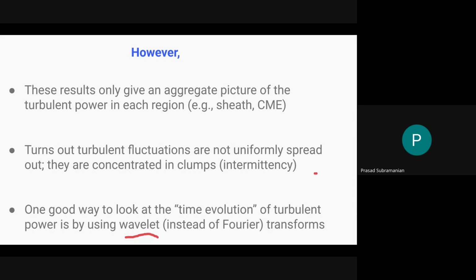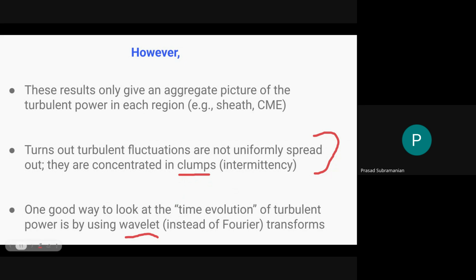And in some sense, this is the bottom line of this work. It turns out that the turbulent fluctuations are not uniform. They're concentrated in clumps, and this is what's called intermittency in turbulence. There are various ways in which people look at intermittency. Most of the time, they look at the non-Gaussianity of the statistics. The less Gaussian it is, the more intermittent. People look at other measures such as kurtosis and so on. But here we will show you a different approach using wavelet transforms, and as you will see, we can arrive at a slightly more intuitive picture of understanding this aspect.